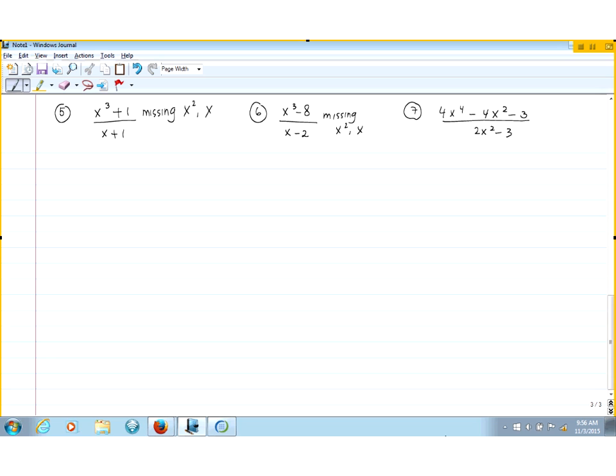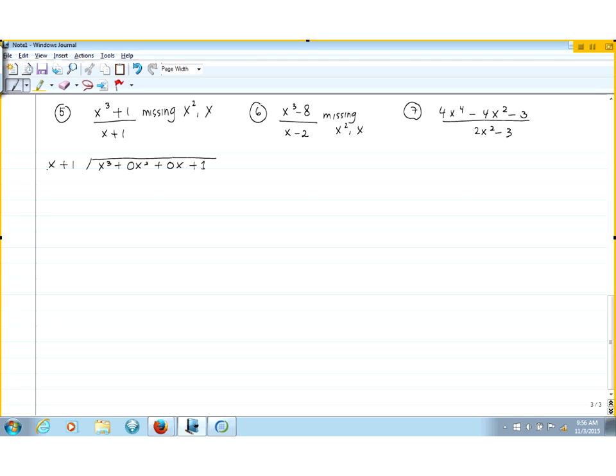So let's just discuss this. I would suggest that you put a circle on the new sign. That's what I mean. So let's do this. x cubed plus 1. So it's missing what? x squared and x. So this is x cubed plus 0x squared plus 0x plus 1. I'm not changing the value because I'm only adding 0. This is still x cubed plus 1, divided by x plus 1.